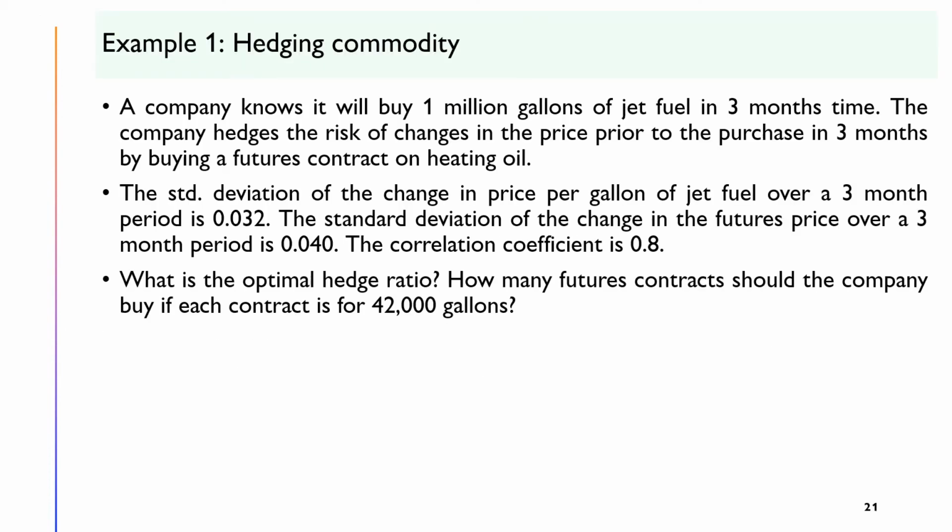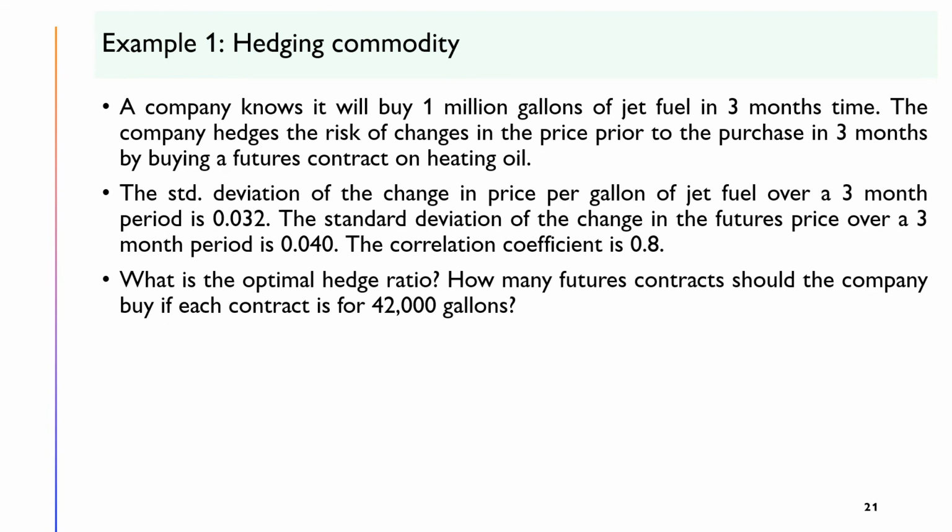Let's look into an example. A company knows it will buy 1 million gallons of jet fuel in 3 months' time. The company will be affected if oil price increases in the future. Therefore, the company can hedge the risk by purchasing a 3-month futures contract on heating oil.